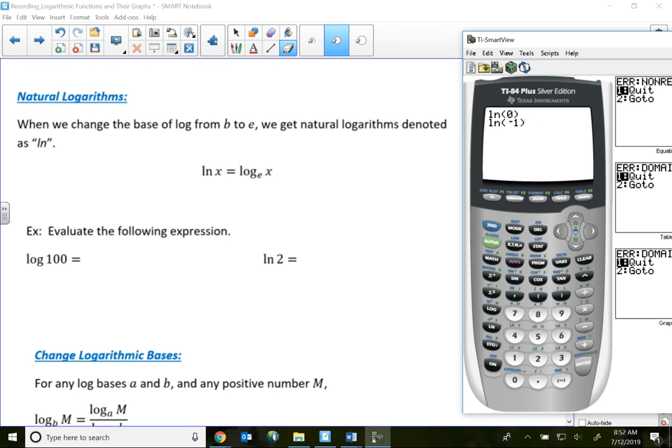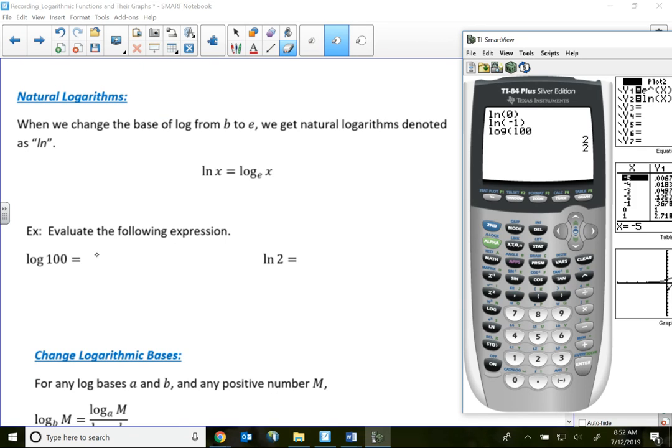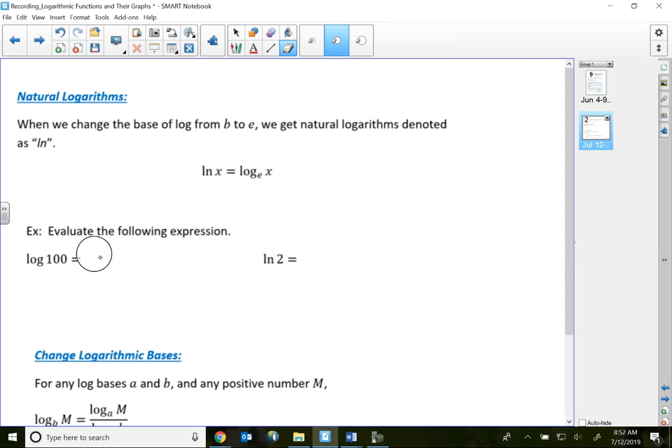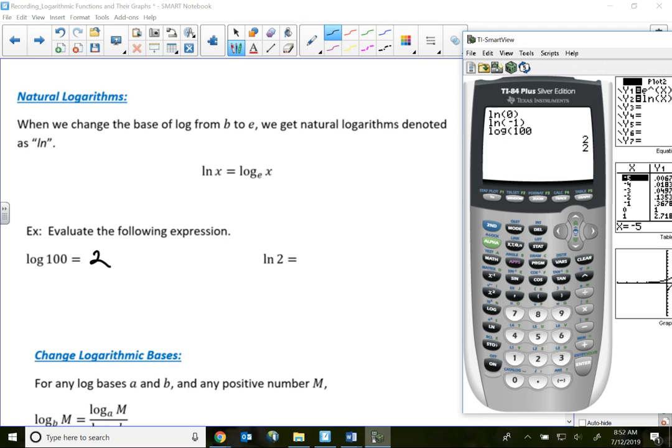All right. Log of 100. If you don't see a subscript down here, that's automatically referring to using base 10. So I'm just going to say log of 100. The answer is 2. It kind of makes sense because if I convert, well, I'm actually going to show you that later in a different video. I'll show you how to take a logarithm and convert it into exponential so you can figure out the answer. I'll do that in the next video, I think.